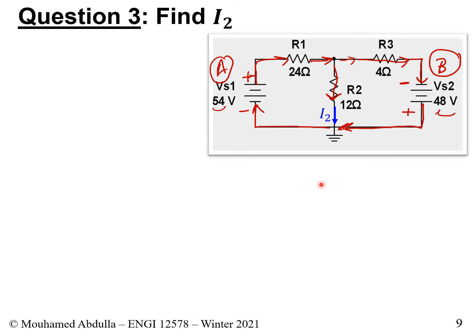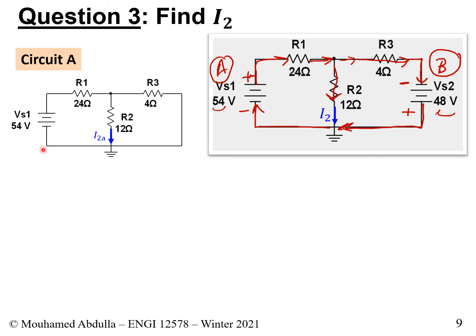For circuit A, we keep this source and we get rid of the other source. To get rid of the other source, to remove it, we short circuit this one here. So if we do that, this is the result that we get. We get the source for circuit A. We get the first source. We have our 3 resistors, and this one is simply replaced by a short circuit. And this current is now denoted as I2A because we're solving for circuit A.